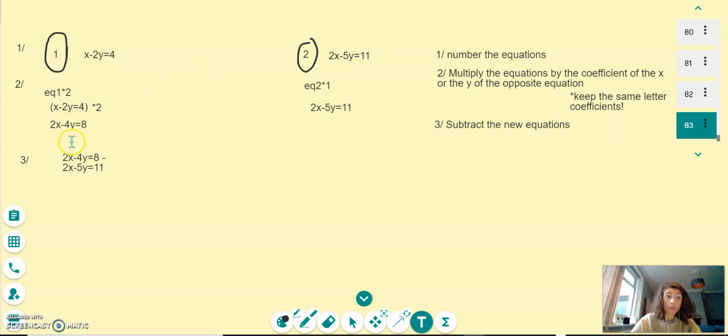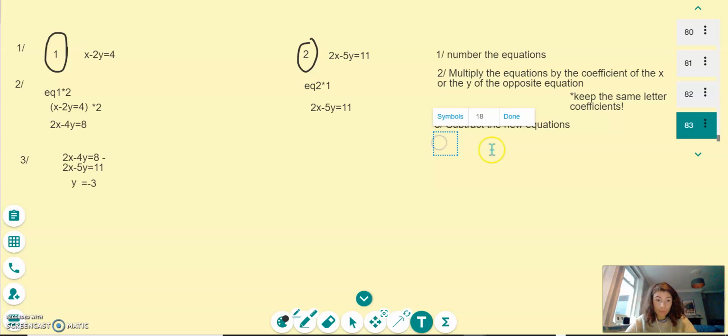So you've essentially got the coefficients of the x's on both equations to be the same, so that you can take them away from each other and make them go to 0. So we're going to have minus 4y minus 5y, which is just going to get us y, because a minus and a minus makes plus. So you've got minus 4y plus 5y, which gets us 1, which is y. And then we have 8 minus 11, which is minus 3.